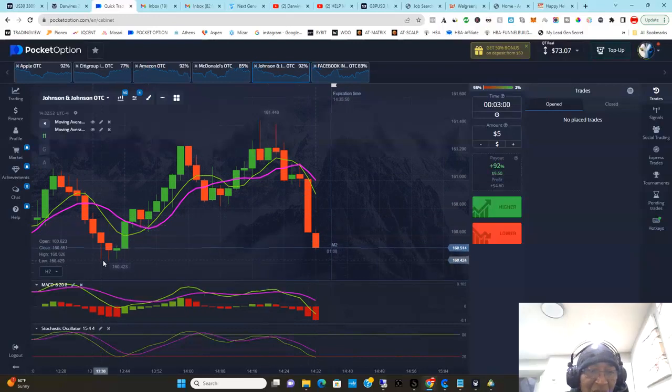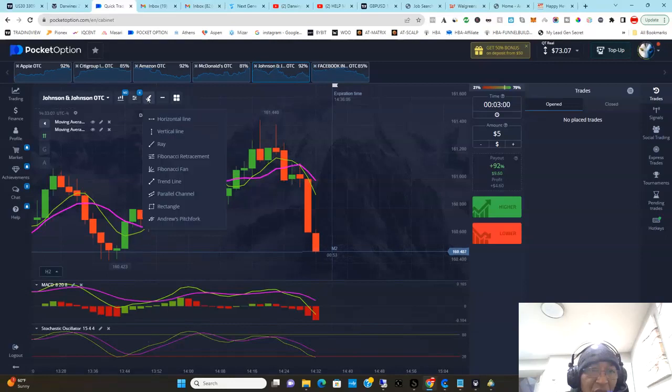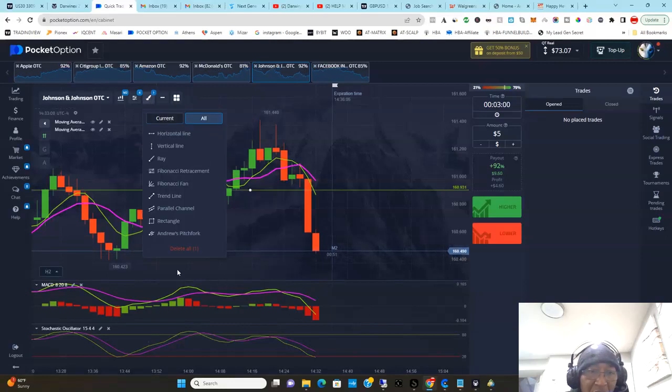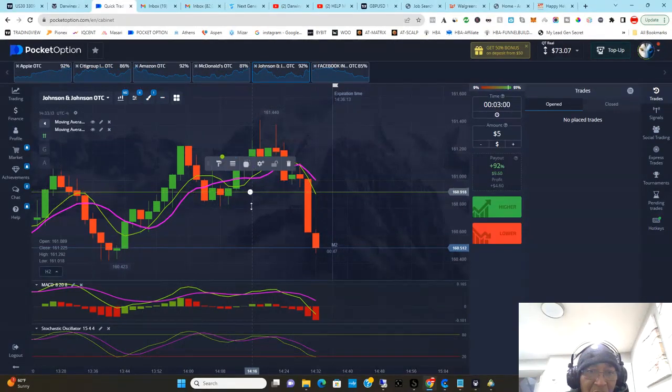But you can see there is like a resistance here. You see down here, there's some support level here. So most likely when it gets here, it's going to start going up. Let me show you what I'm talking about. Let's see if I can show you here. Draw a horizontal line here. Let's see if we can draw a horizontal line. There it is. You see this line right there?